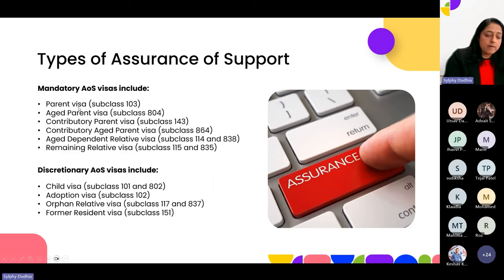Assurance of support is mandatory in all the parent visa subclasses, including aged dependent relative visa and remaining relative visa. These assurances of support are discretionary for other visas, which are child visa, adoption visa, orphan relative visa, and the former resident visa.